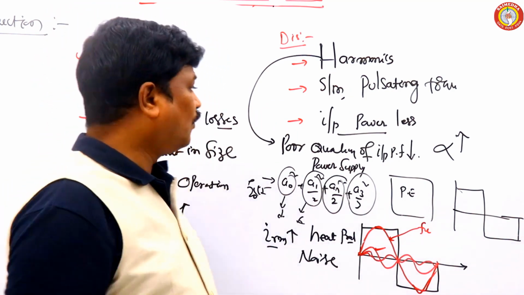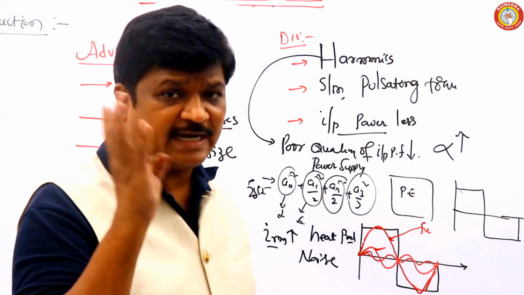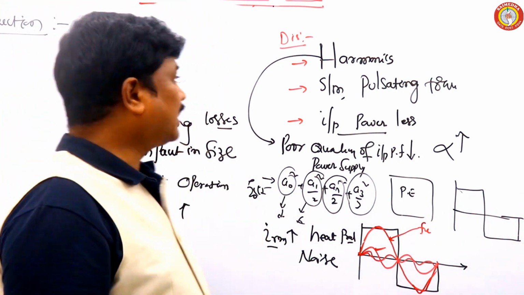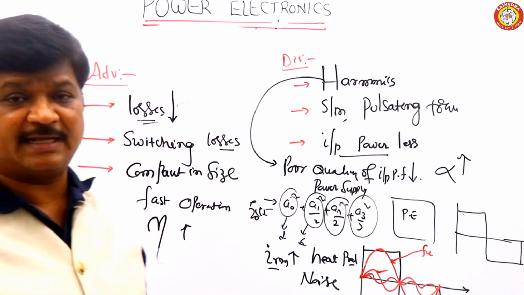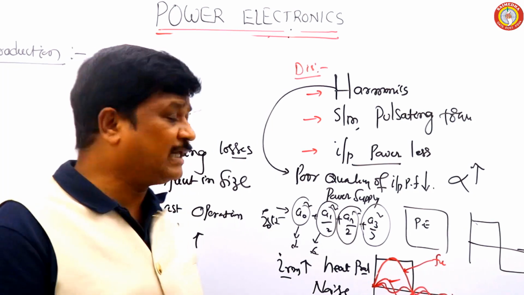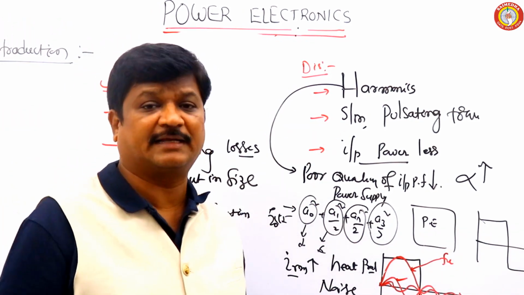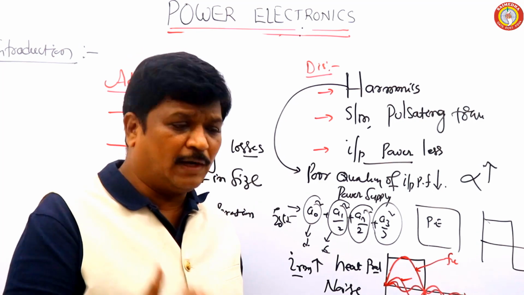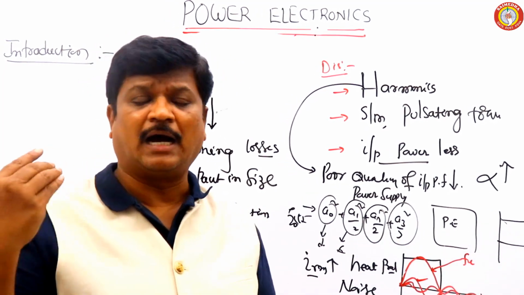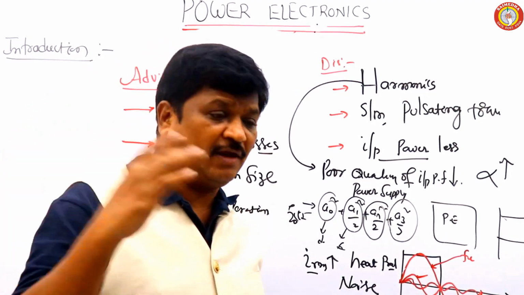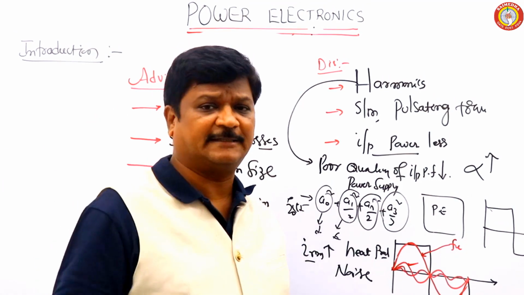At a glance, I told you about the introduction of power electronics: why it is important, why the name is called power electronics, what is meant by a power electronic circuit, what the advantages of power electronics are, and what the disadvantages are. Then we'll move on one by one. What is power electronics? What is Fourier analysis? How to calculate RMS values and average values for different waves. Thereafter, we can take it one by one.